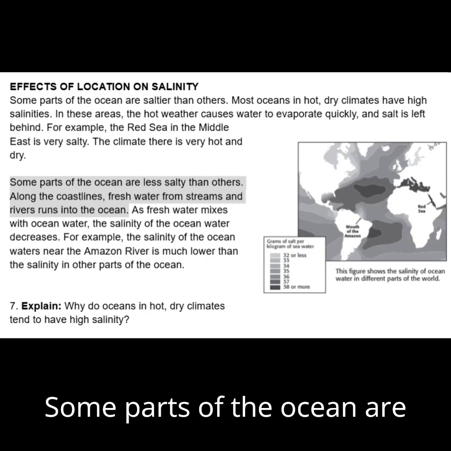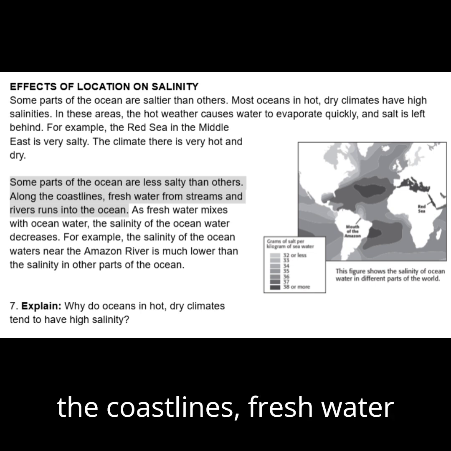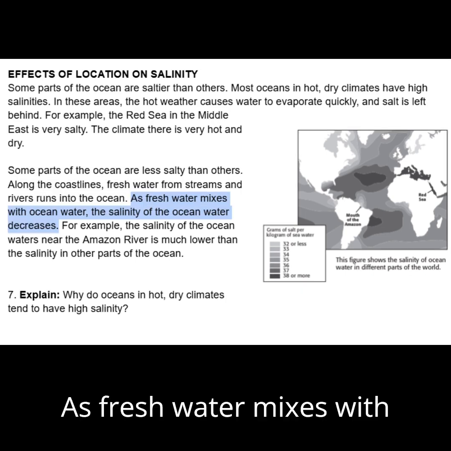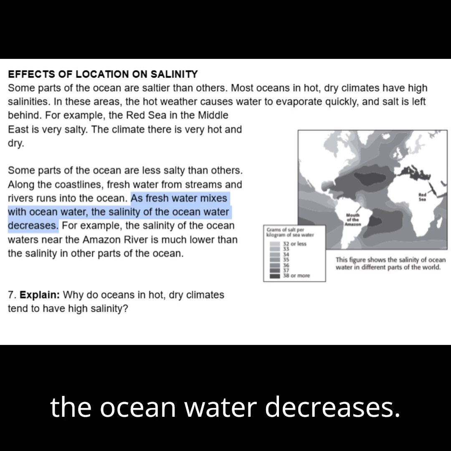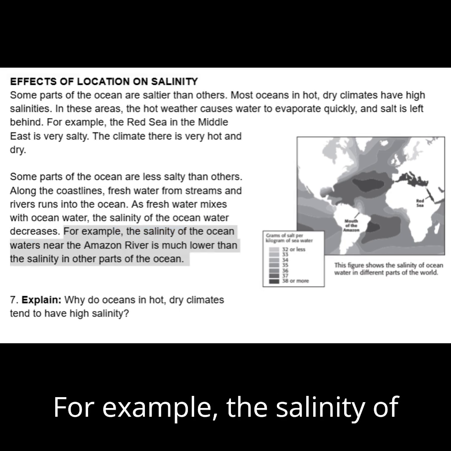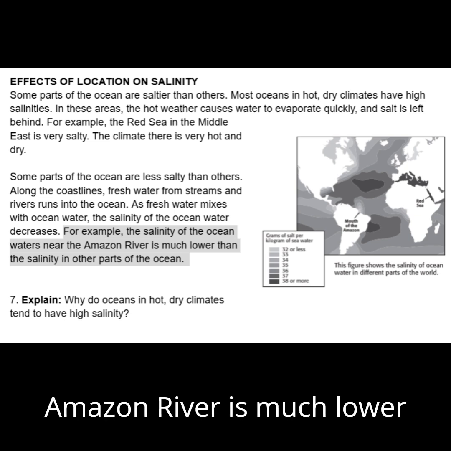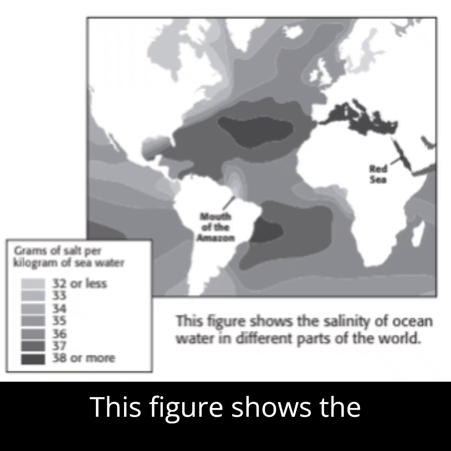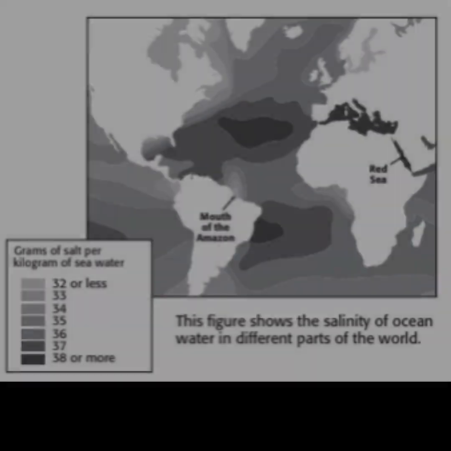Some parts of the ocean are less salty than others. Along the coastlines, fresh water from streams and rivers runs into the ocean. As fresh water mixes with ocean water, the salinity of the ocean water decreases. For example, the salinity of the ocean waters near the Amazon River is much lower than the salinity in other parts of the ocean. This figure shows the salinity of ocean water in different parts of the world.